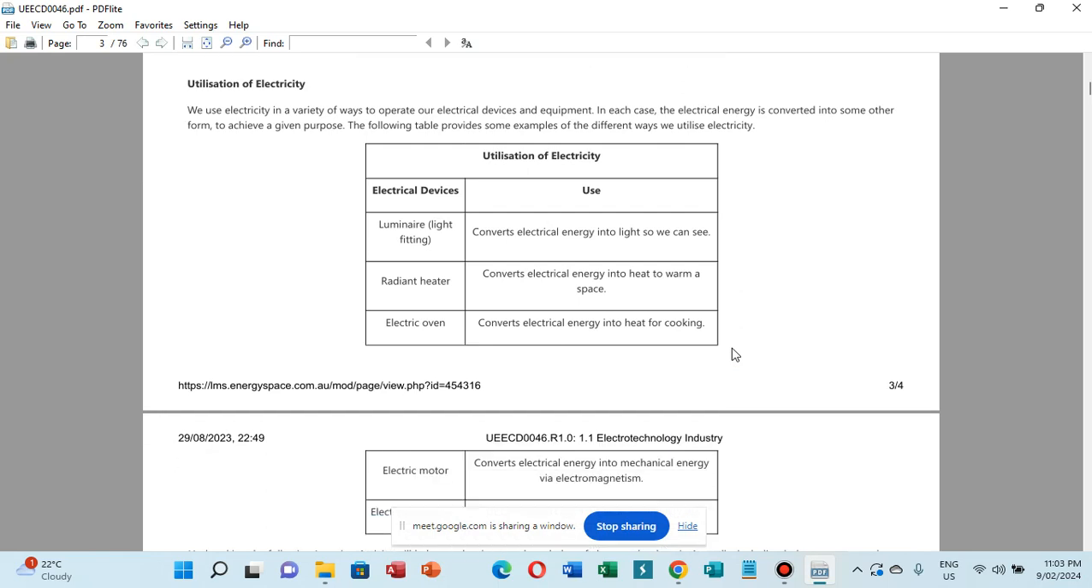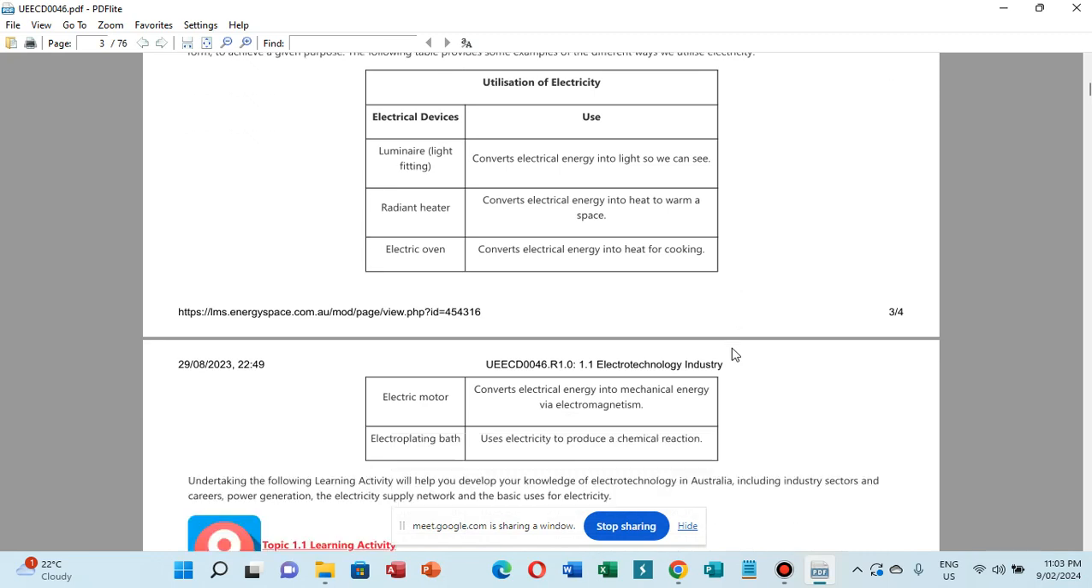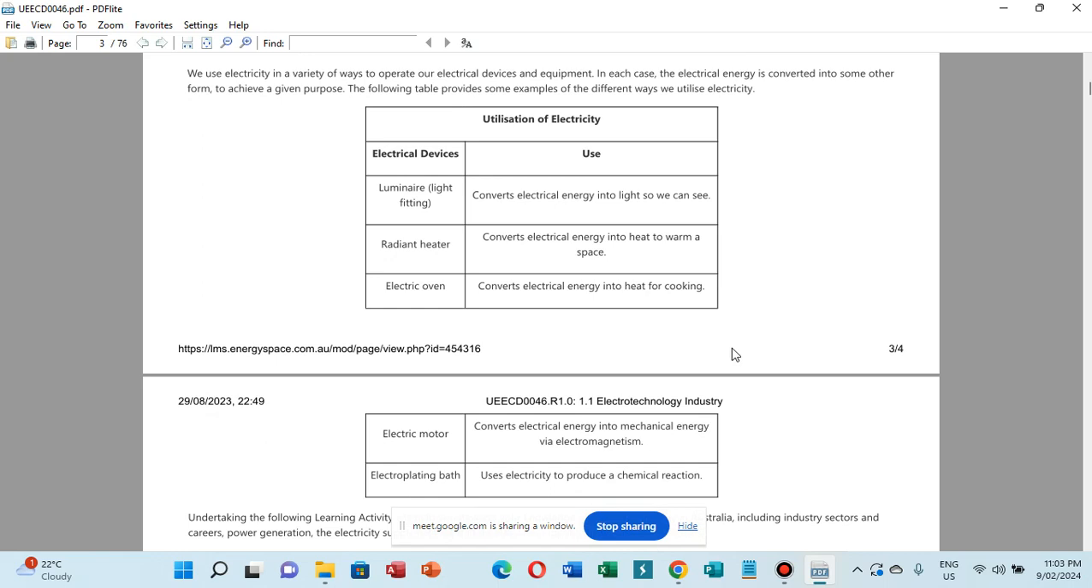So that the kind of electrical loads can be luminaire light fittings, a radiant heater, an electric oven, an electric motor, and electroplating. These are examples of the utilization of electricity.